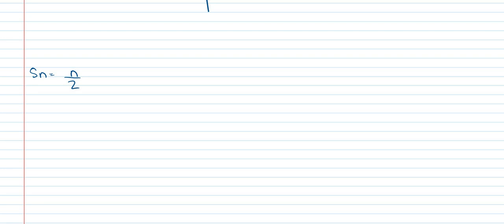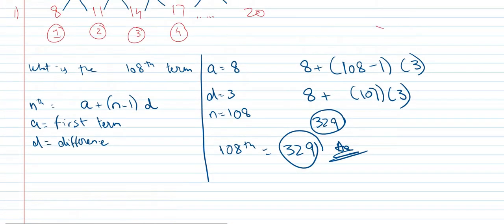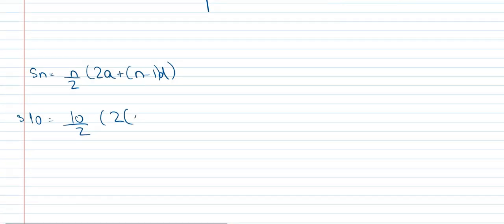n upon 2 bracket 2a plus n minus 1 multiplied by d, bracket close. So for example, if we want to find the sum of the first 10 terms, alright, S10. So you will say 10 upon 2 bracket 2. We already know the value of a. The value of a is 8. 8 plus, instead of n you will write 10 because we are finding the 10th term, minus 1 multiplied by d, which is 3. The difference is 3.